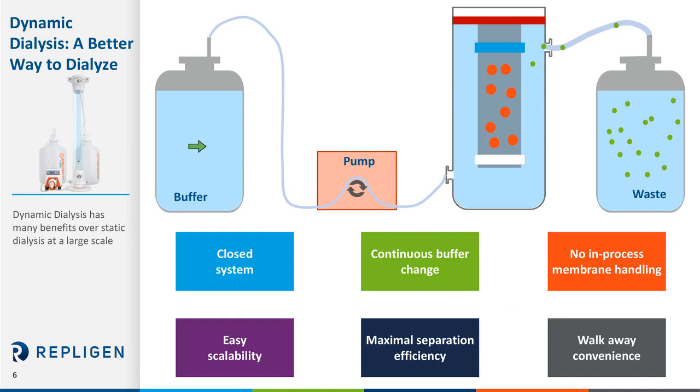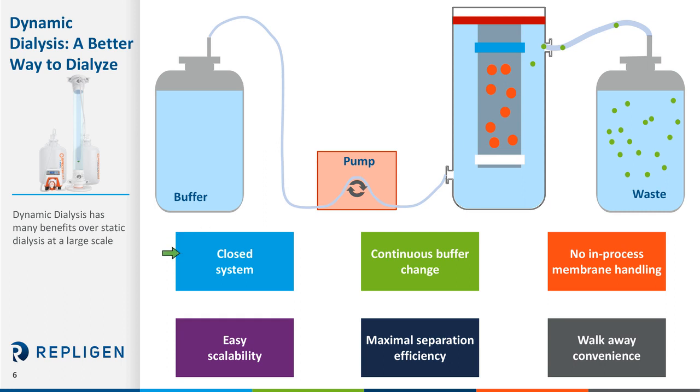You have a reservoir of buffer here on the left, a peristaltic pump, a dynamic dialysis system, and a waste container. The peristaltic pump is at a very low flow rate, constantly flowing buffer over the sample. This does two things. One, it helps remove the contaminant from the sample into the buffer, and it immediately expels it to waste, constantly upholding the maximal possible concentration gradient.